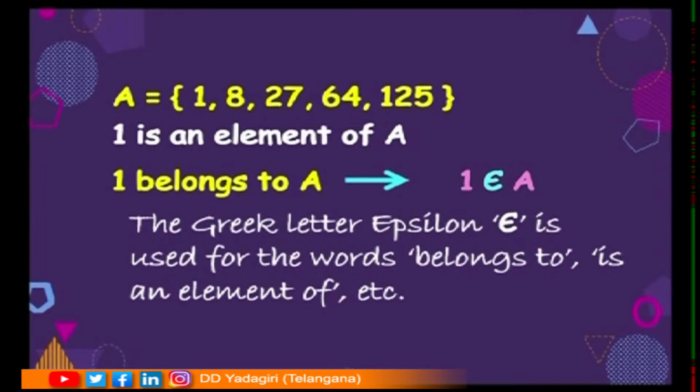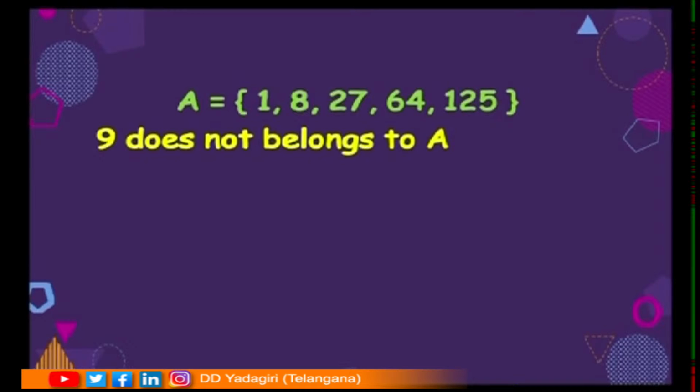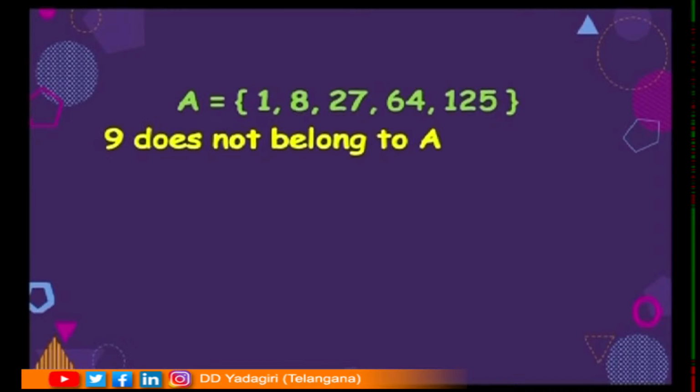Epsilon, the symbol may be familiar to you as English alphabet E, but it is not so. It looks similar to E, but it is not English alphabet E. Now, let us consider the same example A: 1, 8, 27, 64 and 125. If I ask you, does 9 belong to this set A? You will say 9 is not a part of set A. That is true. 9 does not belong to A.